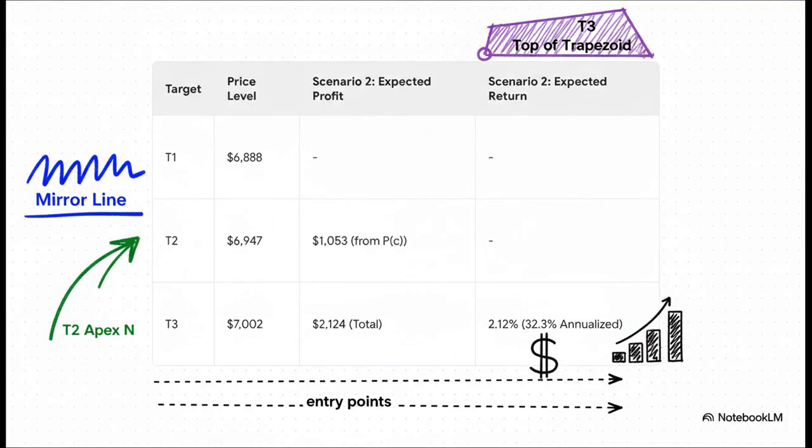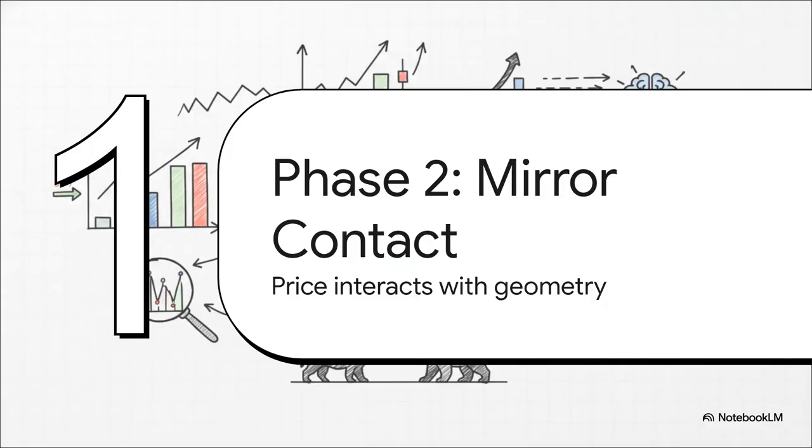So, based on all those parameters, 3 potential targets were defined from the start. Target 1 is the mirror line. Target 2 is set at apex N. And the final goal, target 3, is the top of the trapezoid. This table here outlines the expected profit for a scenario where both of those entry points we talked about are triggered. Okay, so that was the plan. Now let's see what the market actually did.